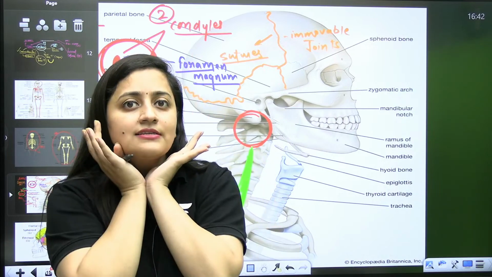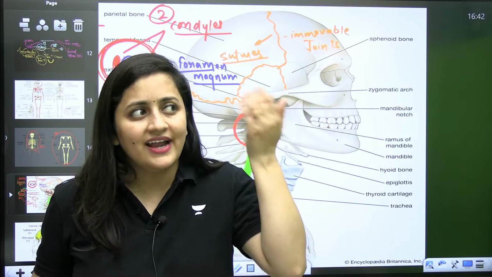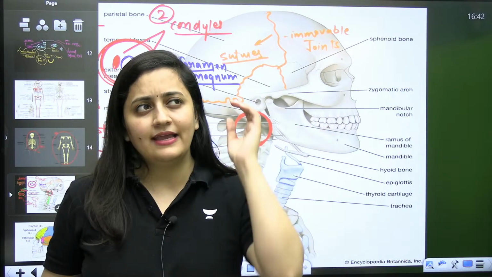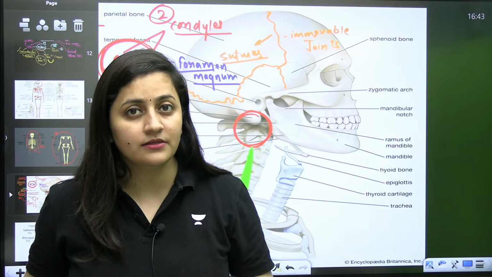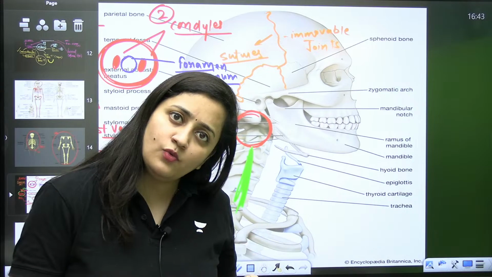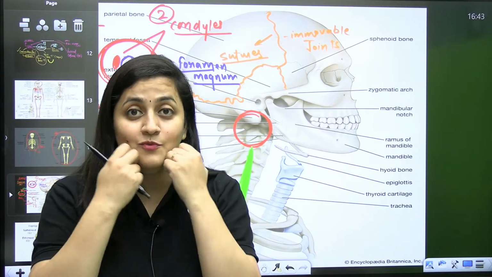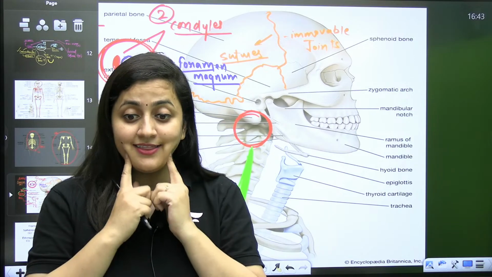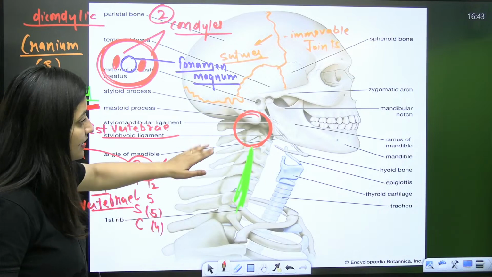Now for the skull, even if you don't remember the name of each and every bone, at least you should know the important points. Like the pituitary gland, the master gland, where does it live? In the sella turcica. Where is that sella turcica? In the sphenoid bone. We have only one movable bone in our skull. That is the mandible. That's how I remember.